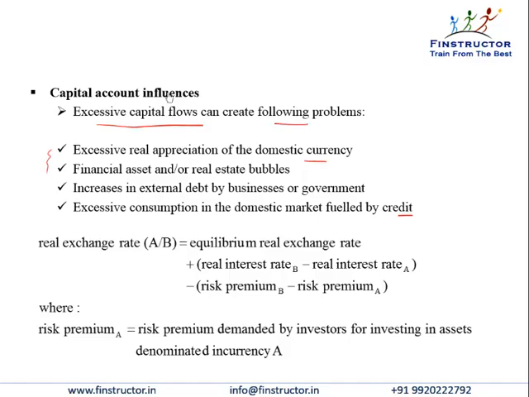The capital account influence argues that the real exchange rate at any point in time will be fluctuating and will deviate from an equilibrium value. This equilibrium value can be derived from purchasing power parity or any other long-term model that we will study in the coming slides. However, at any point in time, the real exchange rate can go up or deviate depending on the real interest rate in the country.